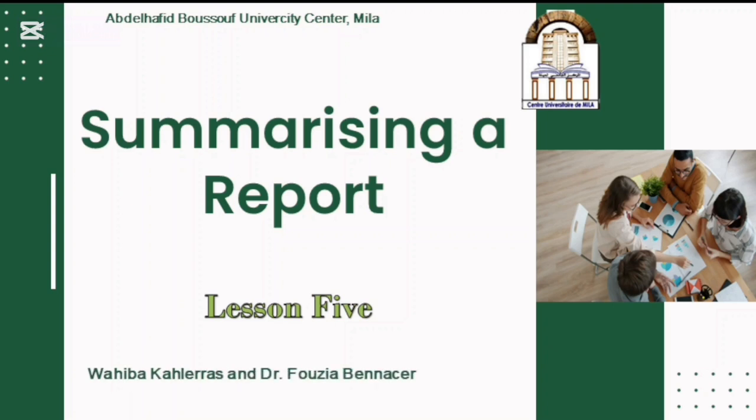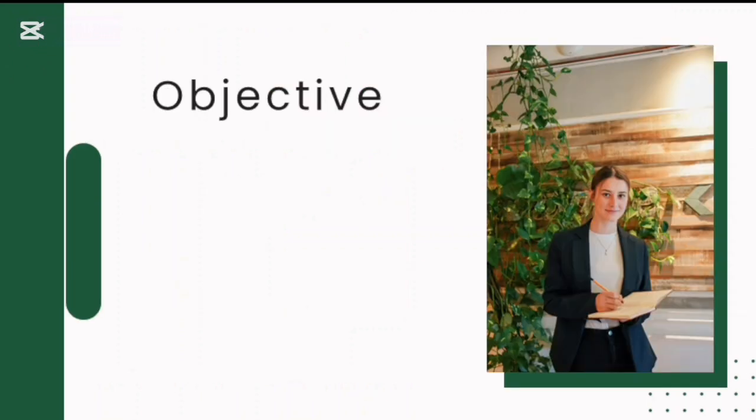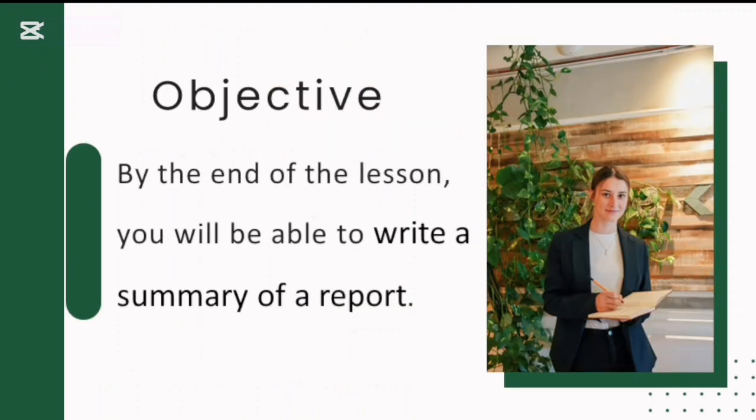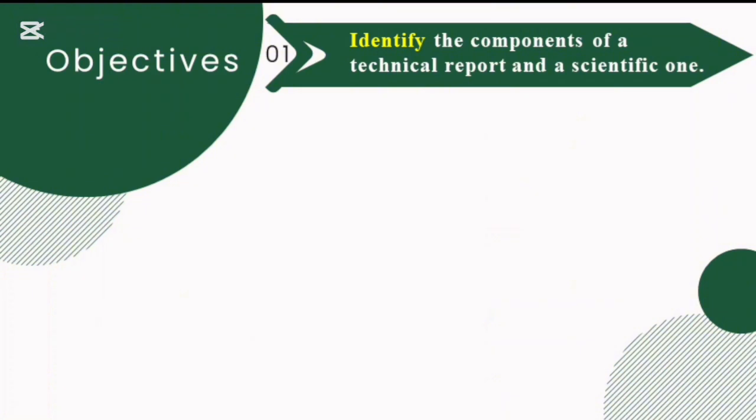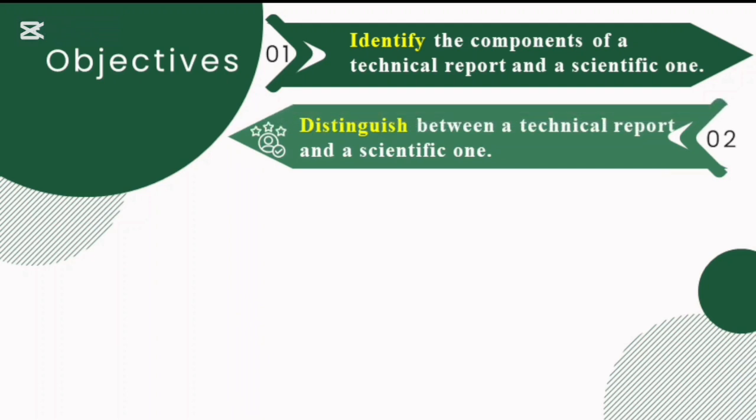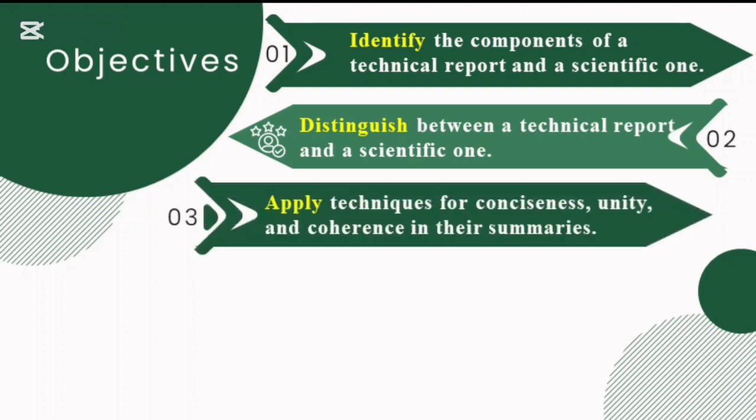In our course, Technical English for Science and Technology. This lesson focuses on developing the ability to write a summary of a report of various types. First, you're going to be able to identify the components of a technical report and a scientific report, considering that they don't have identical components. Then, distinguish between the two types of reports, technical and scientific.